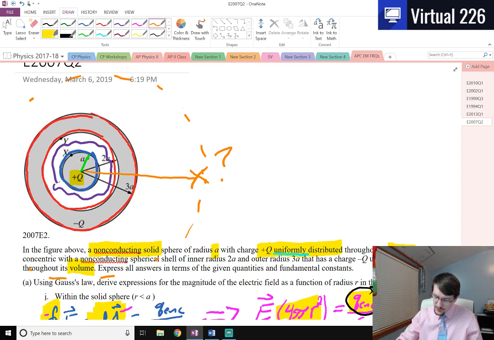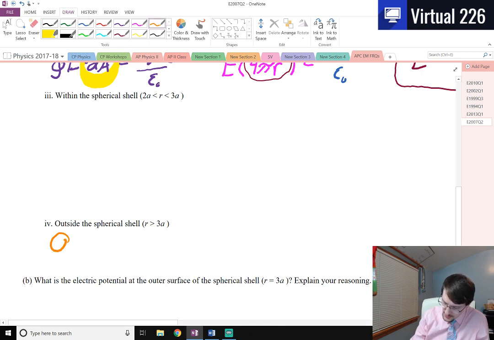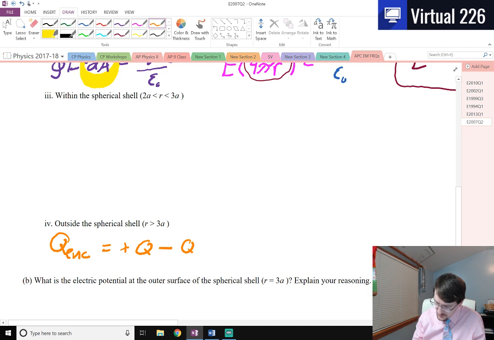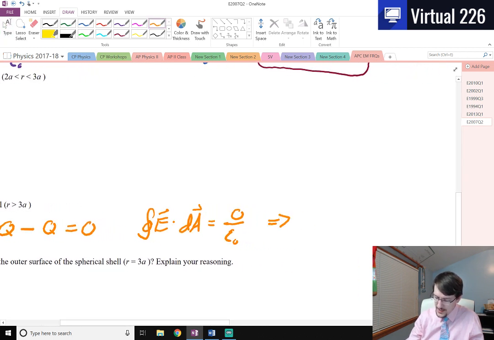any charge here. So what we can just quickly say is that the charge enclosed here is just that positive Q from the inner shell, or that inner sphere, plus the negative Q of the outer shell, which equals 0. Then if we use Gauss's law, this is what we're going to have. The integral of the E field through some area is equal to 0 over epsilon naught. And that yields that the electric field equals 0.